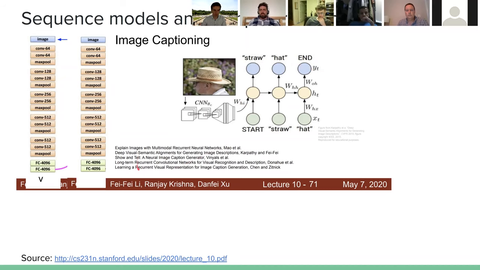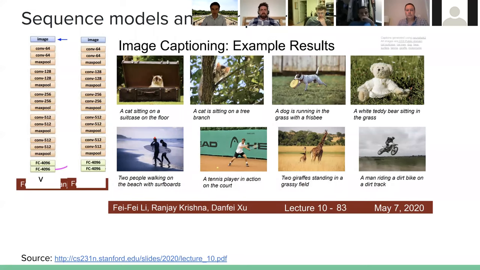There are some papers here that go through this process. These are some examples, some cherry-picked, and I'll also show you some failure examples. Given this image, it predicted a cat sitting on a suitcase on the floor. Pretty good. A cat is sitting on a tree branch. A dog is running in the grass with a frisbee. Pretty good, right? I think it did a pretty good job.